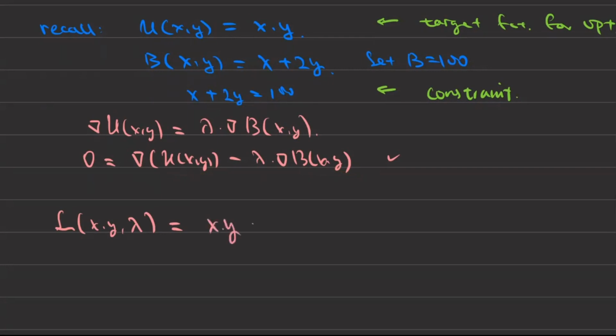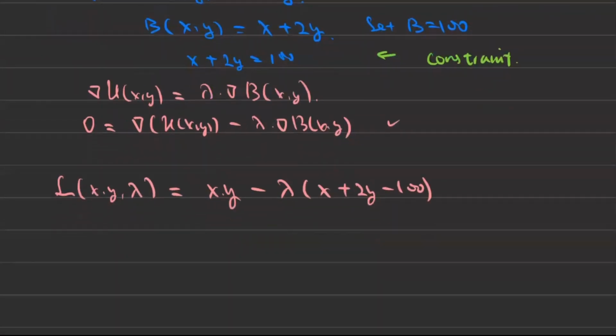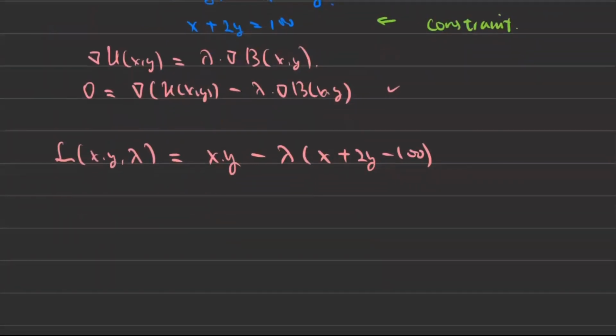Let's plug in what we know: x, y, that's the utility function, minus lambda times the budget function, which is x plus 2y minus 100 here. So at the optimal spot, it means that the derivative of this calligraphic L, the derivative of this function with respect to x, y, and lambda no longer changes. So what that means is we need to set the partial over x of this calligraphic L equal to 0. And that's our first equation.